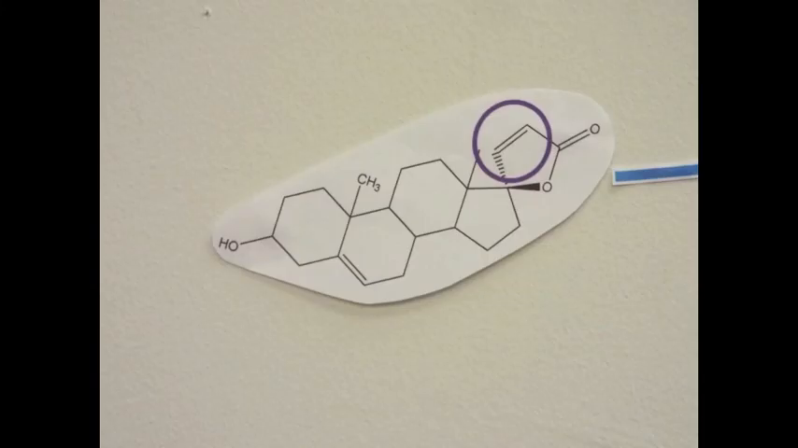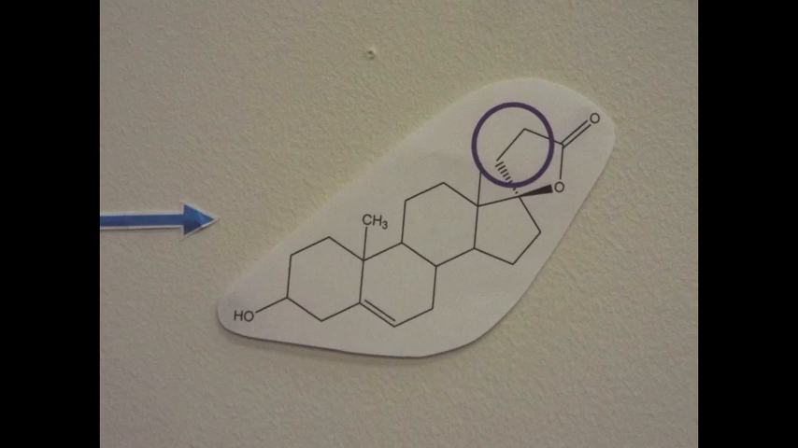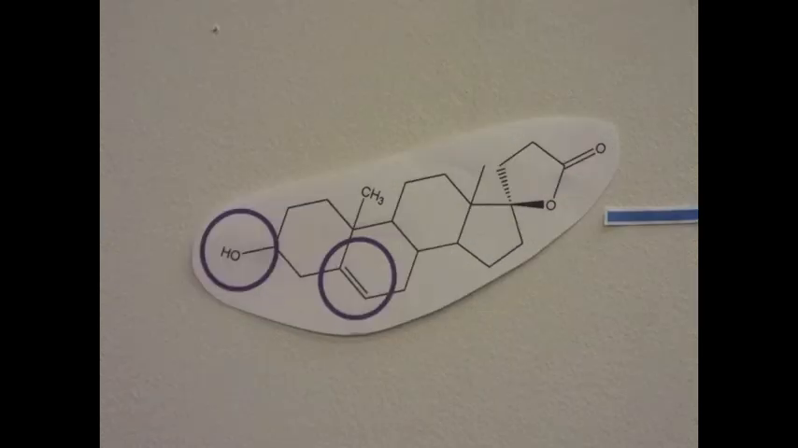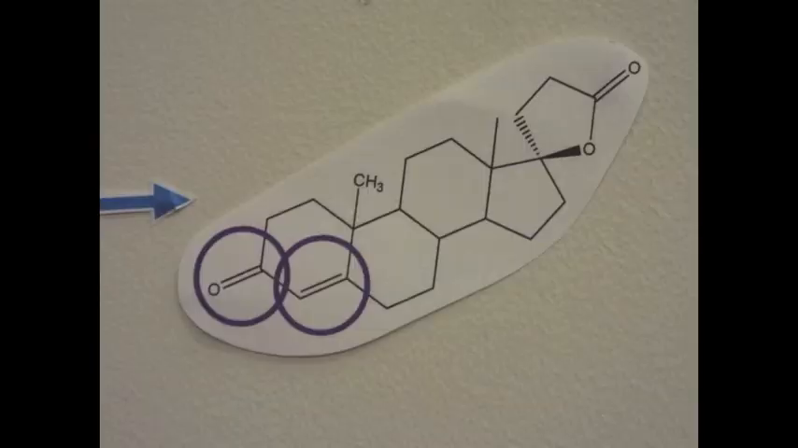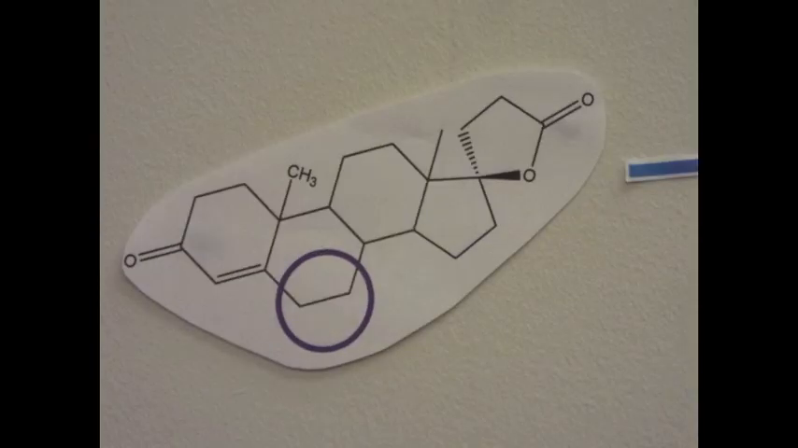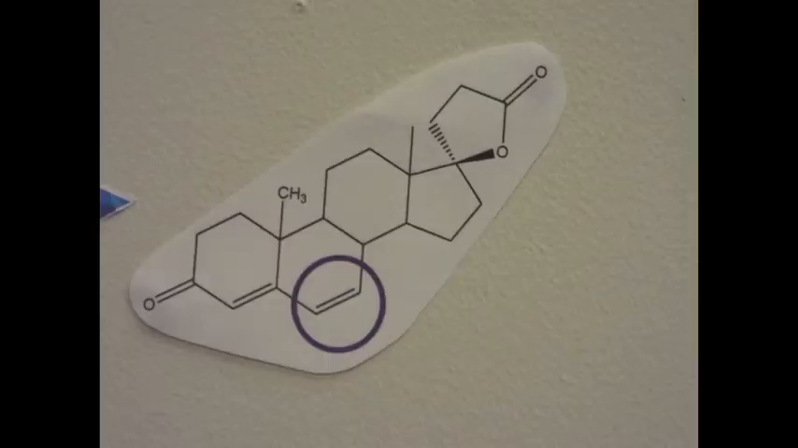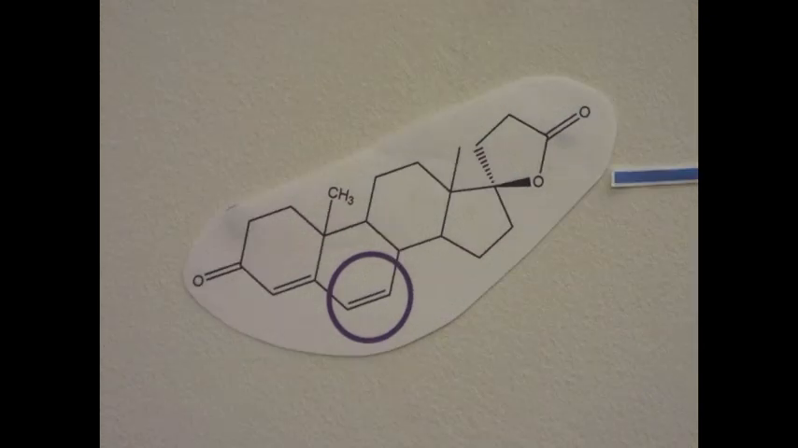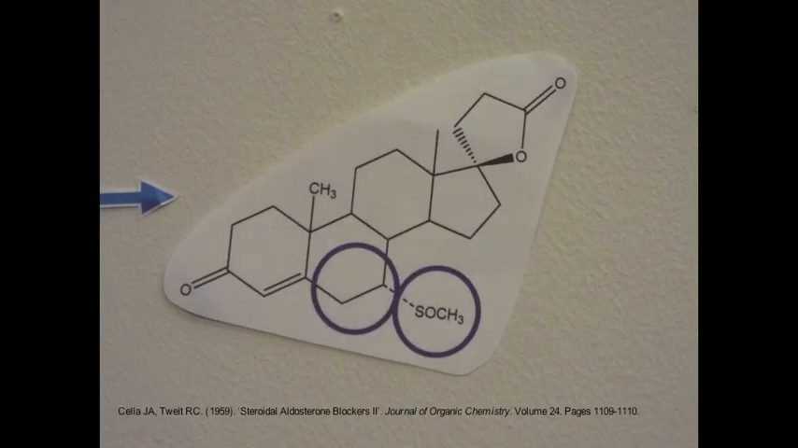In step 3, the unsaturated lactone is saturated by reduction, again using hydrogen, but this time with a palladium and carbon catalyst. This is now a saturated lactone. In step 4, the saturated lactone is treated with an oxidizing agent to oxidize the alcohol group to a ketone. In step 5, oxidation occurs again, this time using chloranil to introduce a double bond into the second ring of the structure. Finally, in step 6, another oxidizing agent is used, this time selenious acid, to introduce the thioester group. This gives spironolactone.